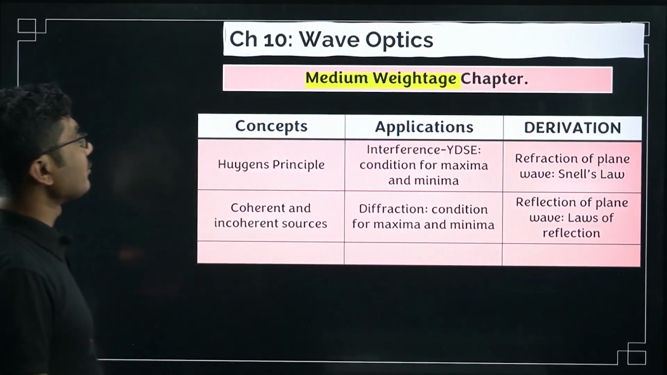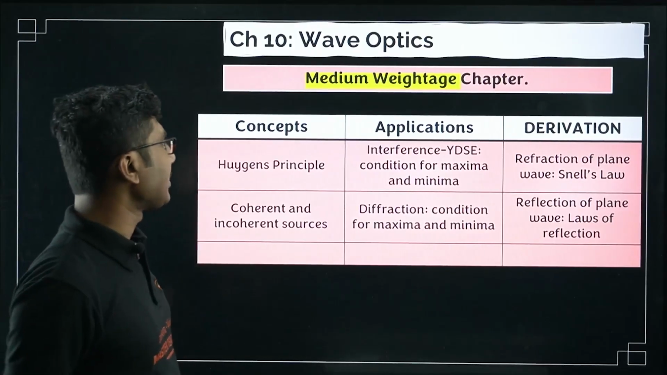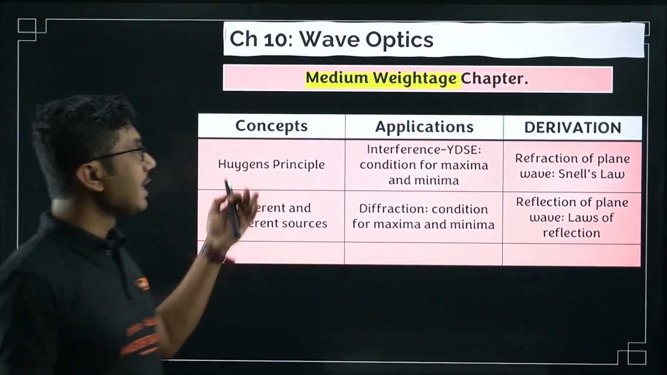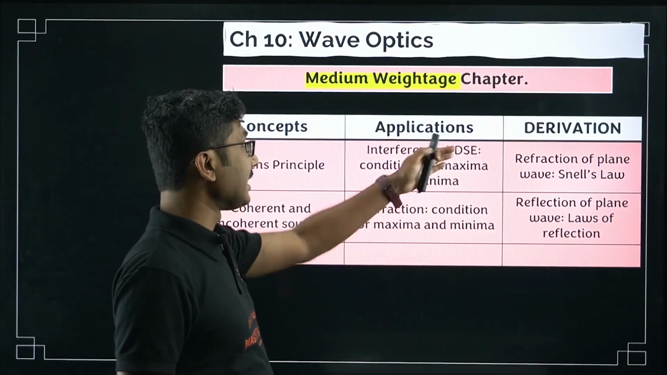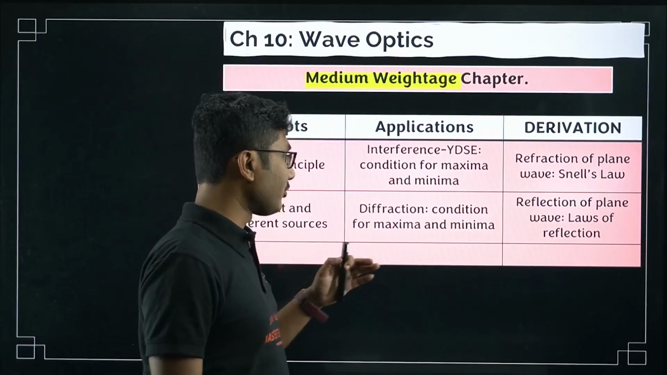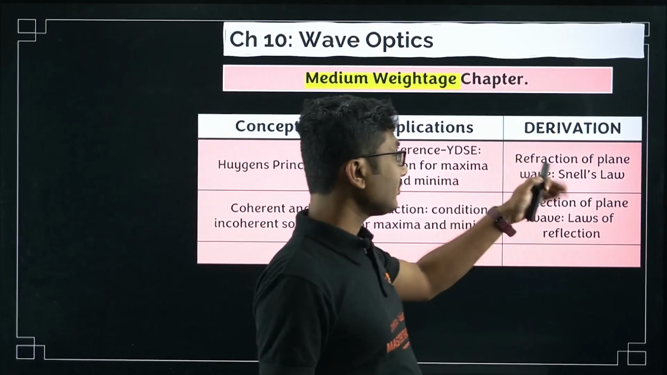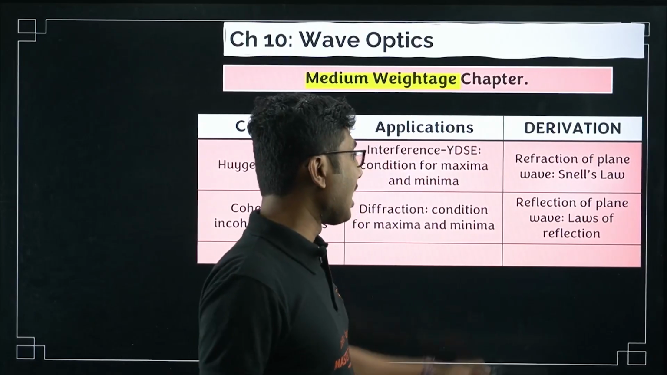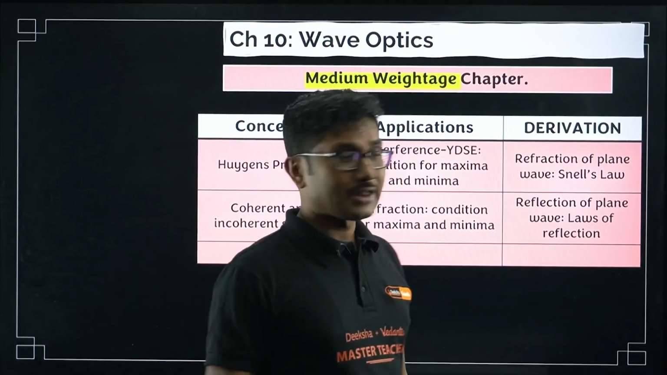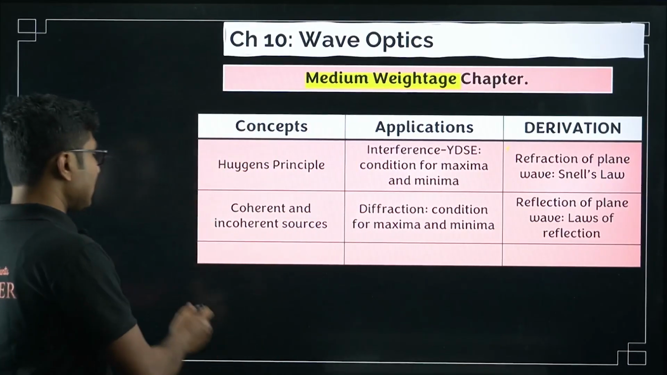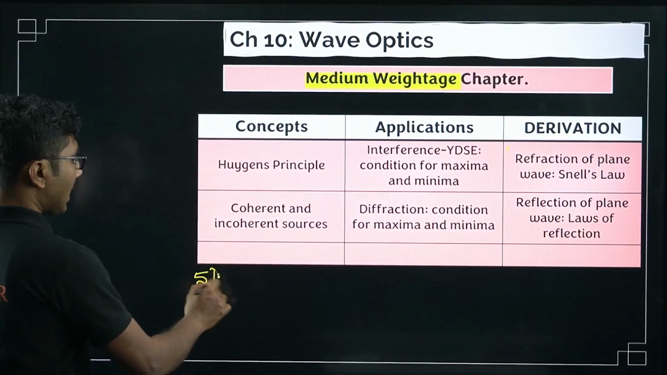Now let's move on to the wave optics chapter, a medium weightage chapter: Huygens principle, coherent and incoherent sources, interference of Young's double slit experiment, condition for maxima and minima, diffraction condition for maxima and minima, derivation, refraction of plane wave, Snell's law, reflection of plane wave, laws of reflection. These two derivations are very, very important from this chapter. We are expecting at least a 5-mark derivation from this chapter as well.